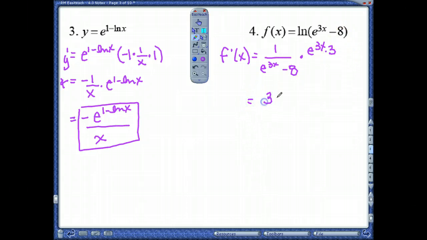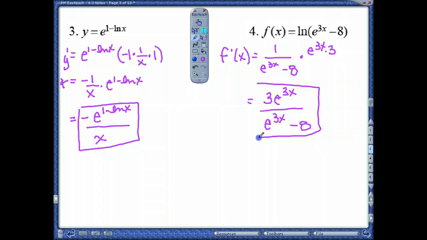And I can write these one on top of the other. It makes it look a little bit more simplified. Oops, don't know where that 3 came from, sorry. e to the 3x minus 8. And remember that minus 8 is not a power, okay? It's in the denominator as a term just like e to the 3x, okay?